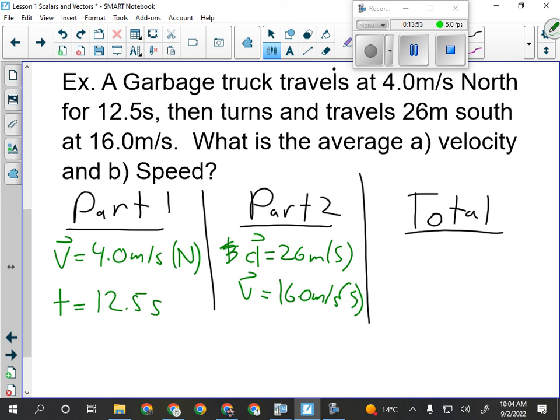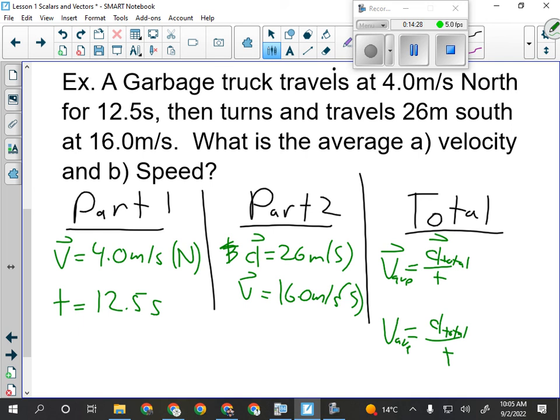Right? To do this question, yep, right there. What I'm looking for in this question is the average velocity and the average speed, which means I need the total displacement and the total time, and I need the total distance and the total time. Okay, that's how I would start it at least.